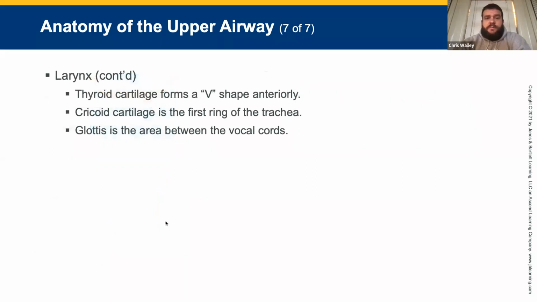Just tidbits there. So the cricoid cartilage forms a V shape anteriorly, which is the Adam's apple. The cricoid ring is the first ring of the trachea. And then the cricoid membrane is the elastic tissue that connects the thyroid superiorly to the cricoid ring inferiorly. That's a tongue twister. So the glottis opening is the area between the vocal cords. It's the narrowest part of the adult's airway.